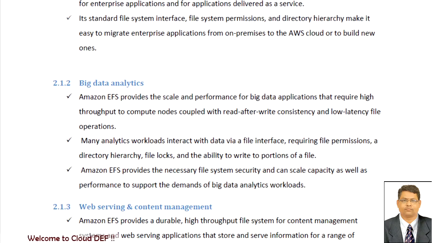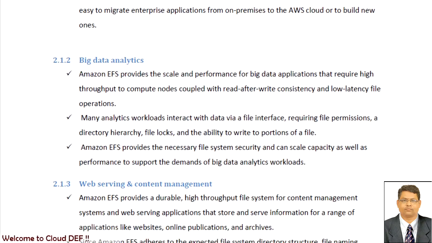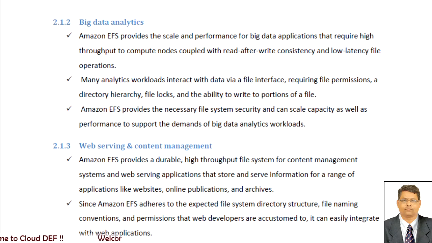2.1.2 Big Data Analytics. Amazon EFS provides the scale and performance for big data applications that require high throughput to compute nodes coupled with read-after-write consistency and low-latency file operations. Many analytics workloads interact with data via a file interface, requiring file permissions, a directory hierarchy, file locks, and the ability to write to portions of a file. Amazon EFS provides the necessary file system security and can scale capacity as well as performance to support the demands of big data analytics workloads.